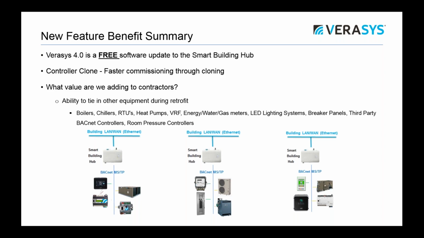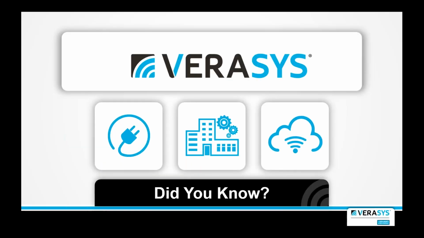I just see this as a huge thing with small buildings, being able to remotely get into a small or mid-sized building in a very inexpensive way, putting in a smart building hub and being able to control not just the set point of, say, a rooftop, but also get alarms and notifications and all those things. So just some great benefits with the new 4.0.